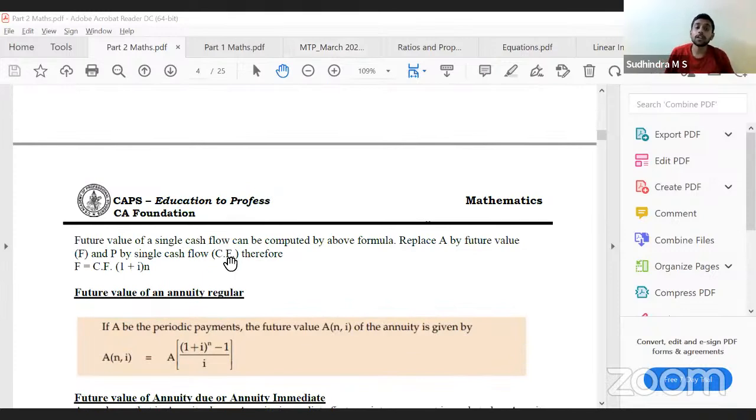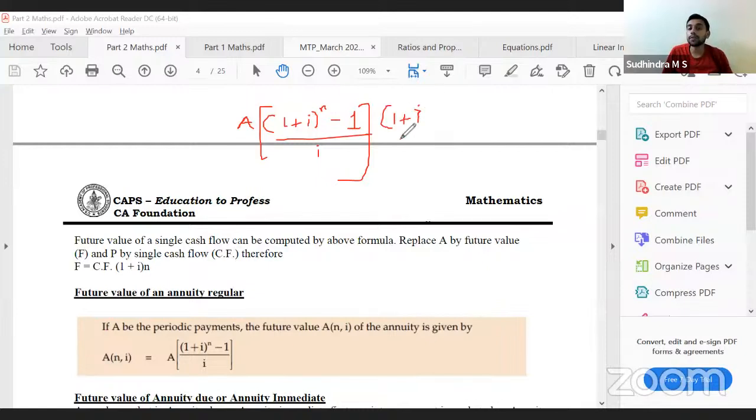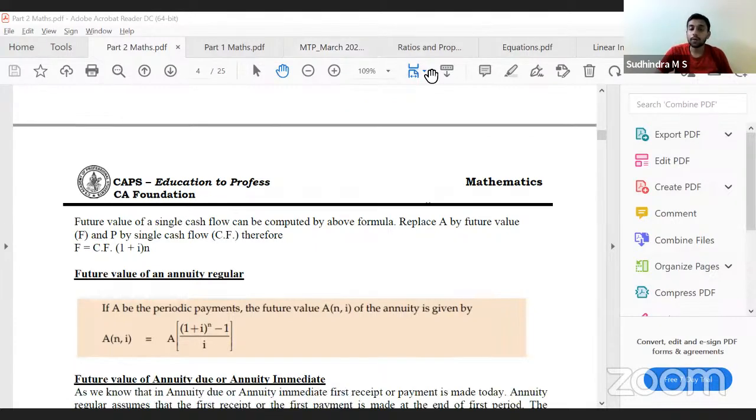However, that is the future value of a single cash flow. If it is an annuity, if we are receiving it in installments, in such cases, what is the future value? A into 1 plus I to the power of n is the normal future value. But you have to reduce it by 1 whole divided by I. A into 1 plus I to the power of n minus 1 whole divided by I. This is future value of annuity regular. If you want future value of annuity due, you have to just multiply this with 1 plus I.